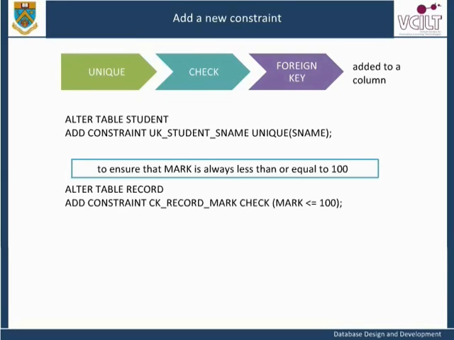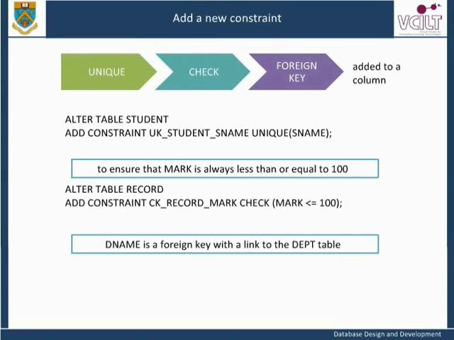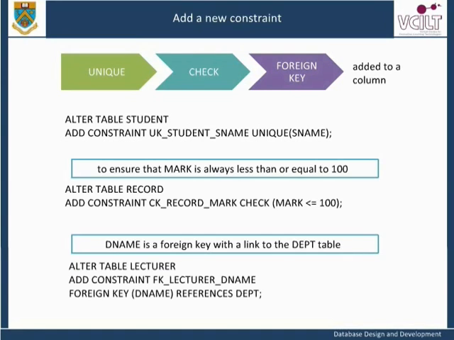In the lecturer table, dname is a foreign key with a link to the department table. If we did not declare a foreign key constraint on dname when creating lecturer, we can add it now using the following statement. All the keywords in the statements are highlighted. Notice that we have given names to all the newly added constraints. They will be helpful when constraints have to be dropped.